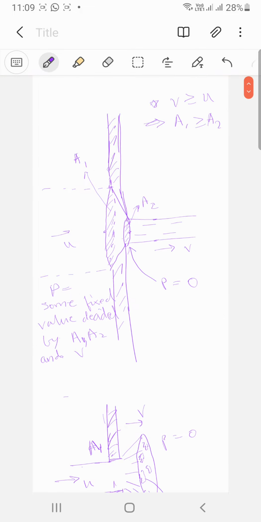So over here, V is fixed, A2 is fixed, and A1 is fixed for the nozzle and the speed of the water required, the one which we require. So using Bernoulli's equation, we can get P, which is the pressure in the pipe, as some fixed value which is decided by A1, A2 and V, right? So basically U is also decided by V, A1 and A2. So in that case, P is in fact decided directly by A1, A2 and V.